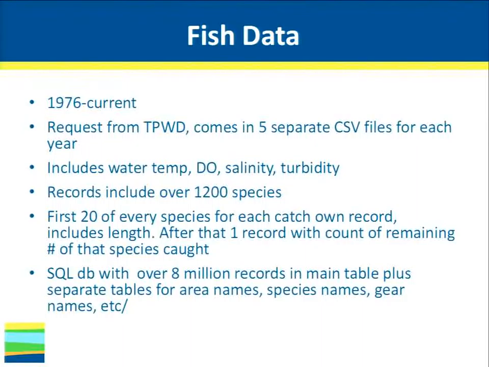So like I said, it goes back to 1976. Again, it's not available online. You have to put in a written request to TPWD. It comes in 5 separate CSV files for each year. It also includes some water quality data along with the samples. Like I said, they include every species that they encounter in their catch, which so far includes over 1,200 different species. And then one of the hard-to-use parts of the data is that they like to include length. So for the first 20 of every species they catch, they include the length. And then after that, the record just includes the remaining count.